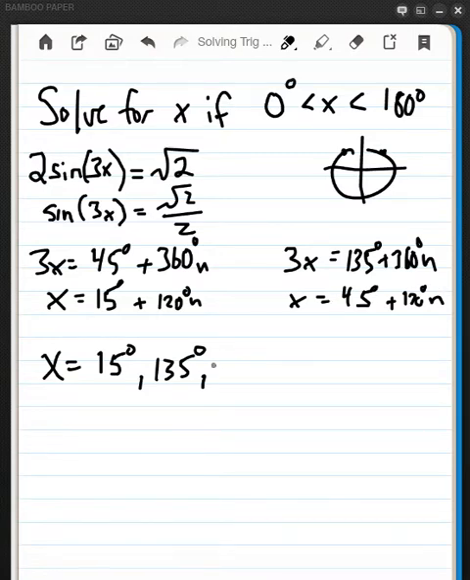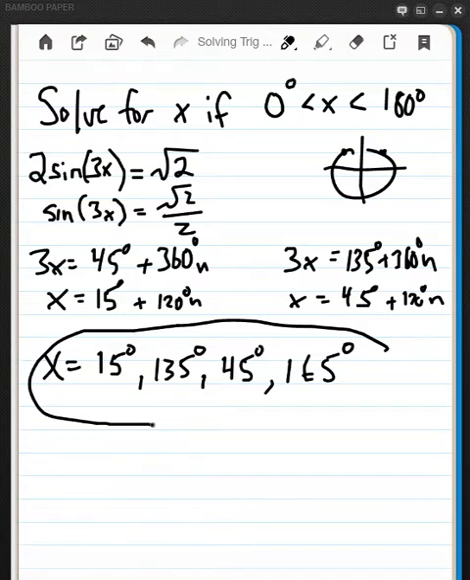If n was 0, this would be 45 degrees. If n was 1, this would be 165 degrees. Okay. And if n was 2, it would be too big. So here are the 4 values that satisfy this equation, but that are also in between 0 and 180, non-inclusive.